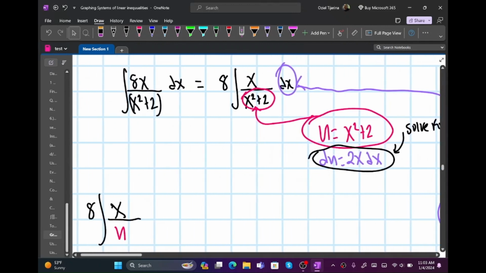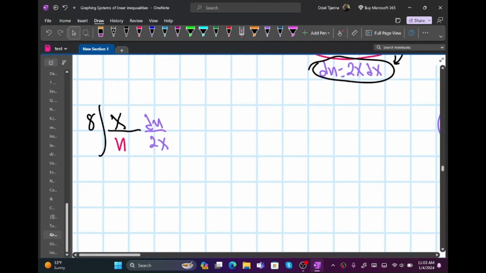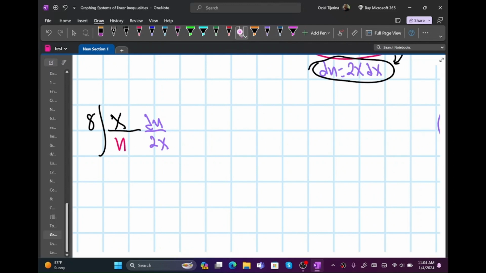Okay, so for dx we're going to put in du over 2x. Now you need to look very carefully. If you notice, the x and the x here and here will cancel out. Okay, guys, so we're going to cancel both of these out because, from algebra, they cancel.